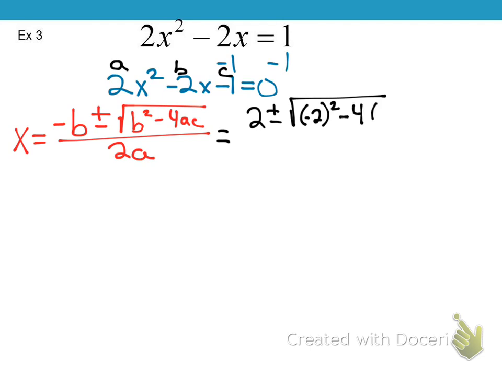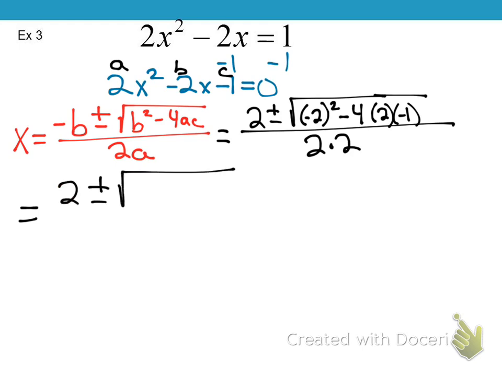Minus 4 times 2 times negative 1, and that's all under the square root, over 2 times 2. Okay, so 2 plus or minus, what is negative 2 squared? 4. What is 4 times 2 times negative 1? Or 8. So it's going to be plus 8, right? Because it's minus a negative 8. Does everyone still with me? Yeah. Okay, all over 4.